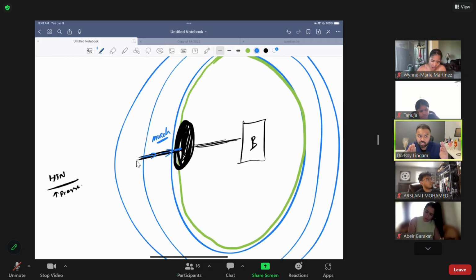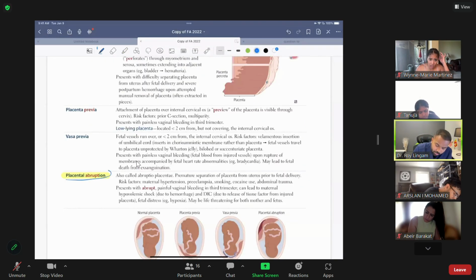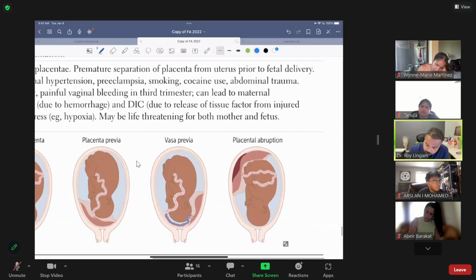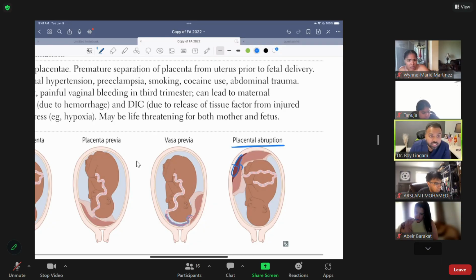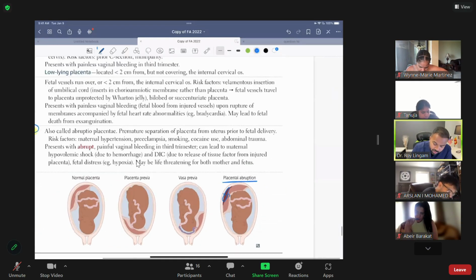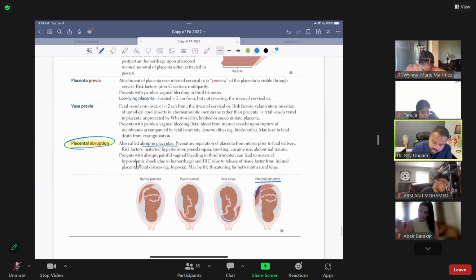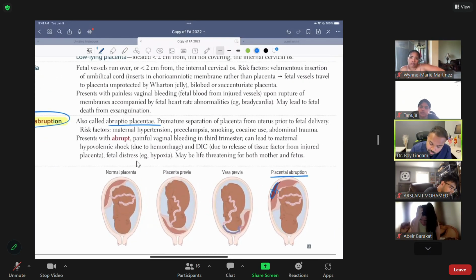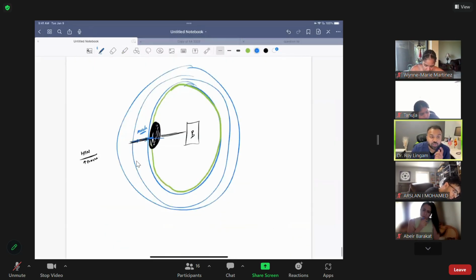When the placenta dislodges, we call that placental abruption, or abruptio placenta. Is everybody clear, folks? Placental abruption is the English term where the placenta separates. Now look at the book, the last picture, placental abruption. It becomes separated and they start to bleed inside. That's the medical terminology: premature separation of the placenta from the uterus prior to fetal delivery. Usually, this should separate when the baby comes out. But here, it has come off early, which is bad, okay?